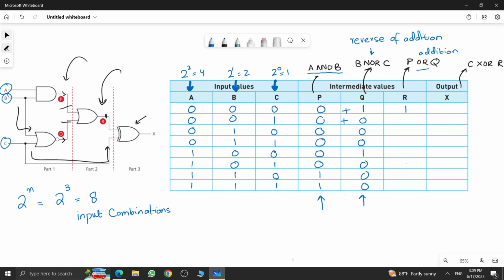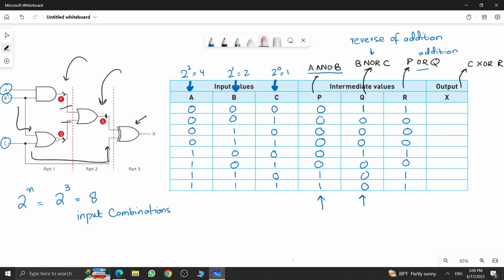Second, 0 plus 0 is 0, 0 plus 0, 0, 0 plus 0, 0, 0 plus 1, 1, 0 plus 0, 0, 1 plus 0 is 1, 1 plus 0 is 1. Here we go. We have calculated R by simply adding P and Q.